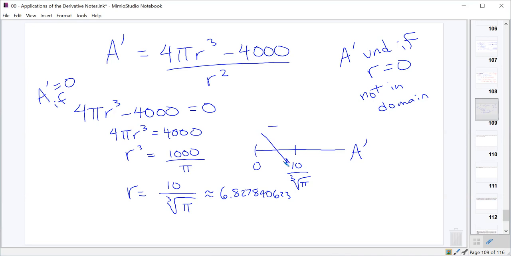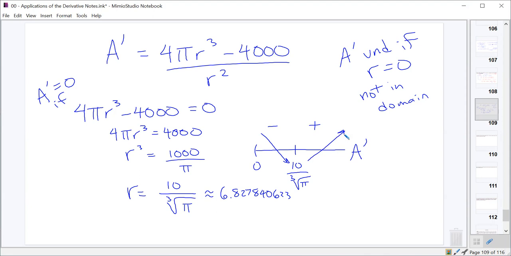And if we plug in something more than 6.8, like let's say we plugged in 9, again, the denominator is going to be a positive value. Then 9 cubed is 729. And from there, we have to multiply that by 4 pi. If we assume 4 pi is about 12, 729 times 12 is going to be a lot more than 4,000. We're going to get a positive value there.